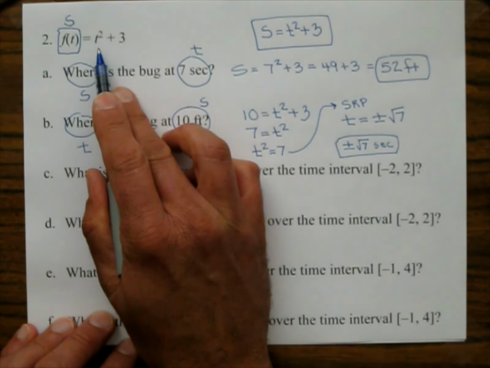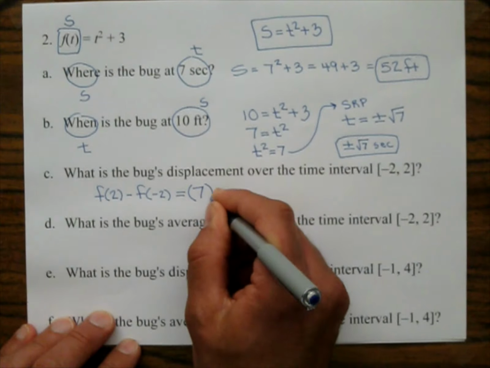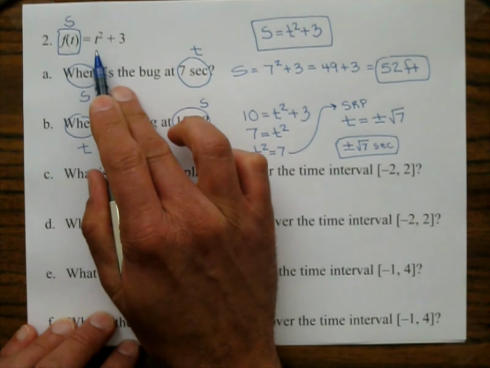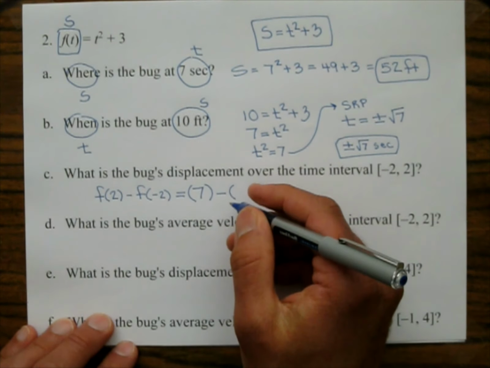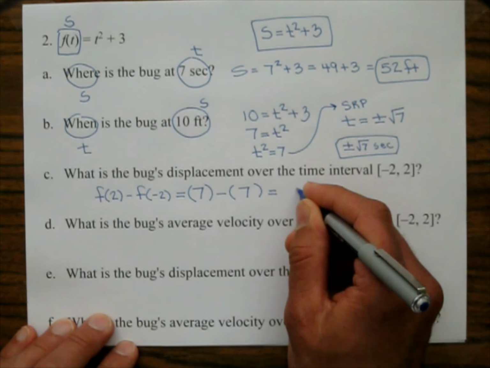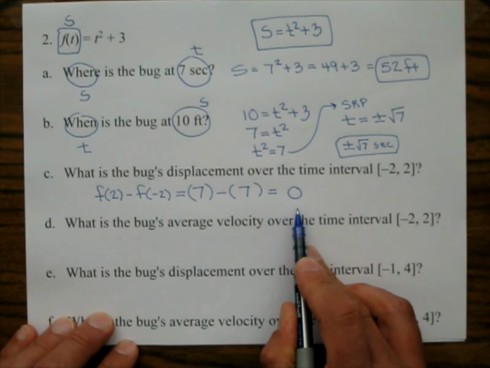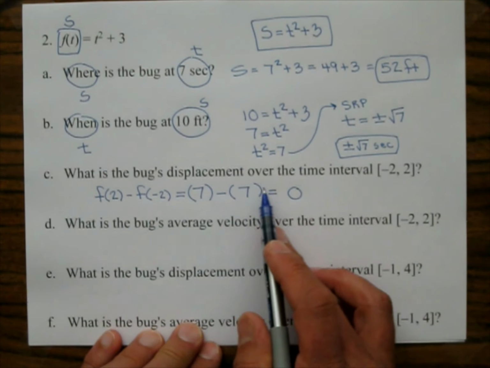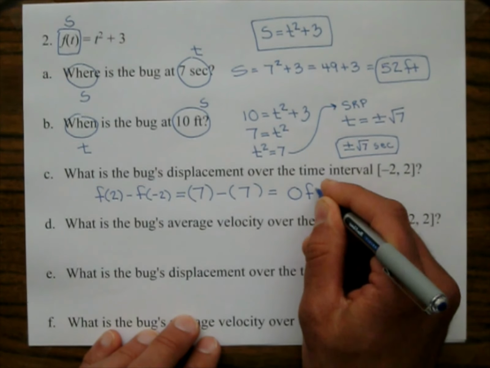So we put 2 in there, 2 squared, 4, plus 3 is 7. I'll put parentheses around there, minus. We put -2 in there, we get -2, quantity squared, is 4. 4 plus 3 is 7. 7 minus 7 is 0. Can that happen? The answer to that question is, it just did. Don't freak out, because it says, what is the bug's displacement over this time interval? 0 feet.